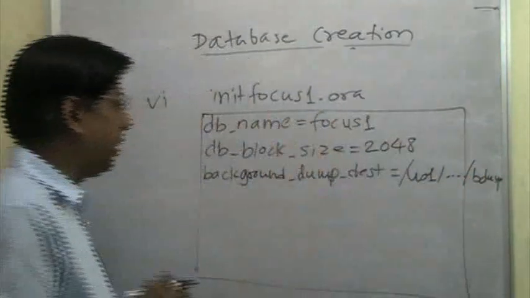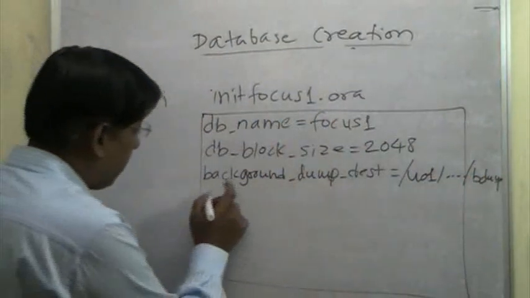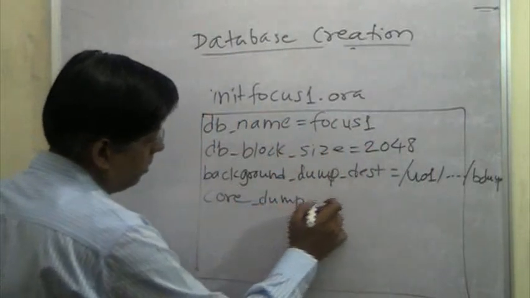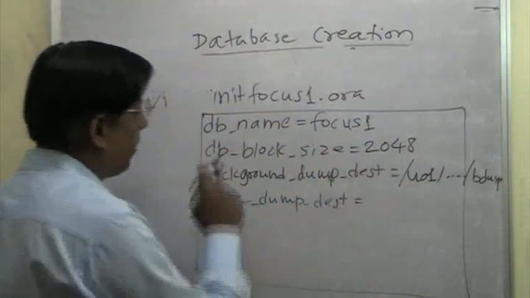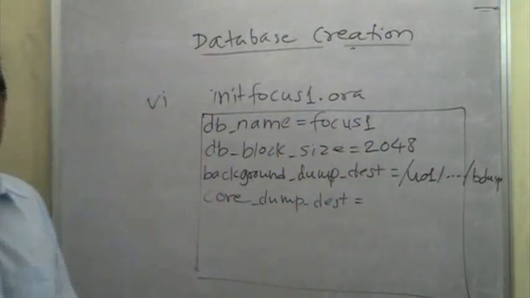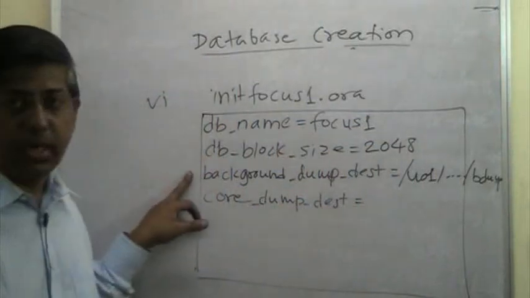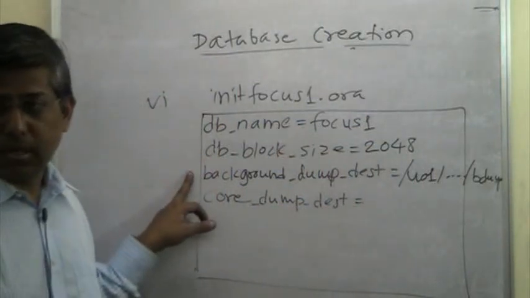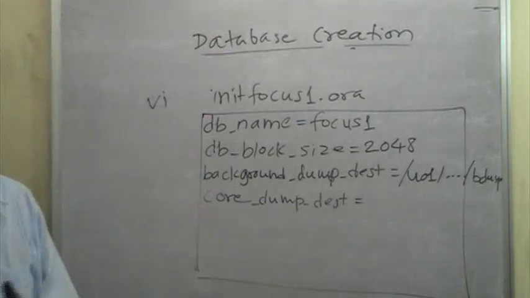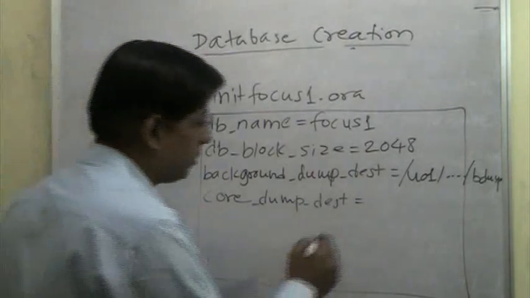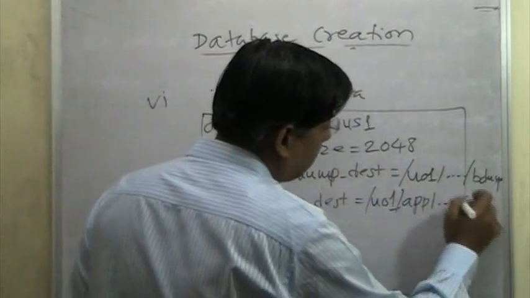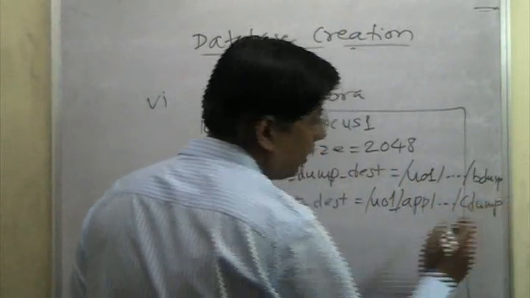Okay, that directory should be created before this. Then core dump destination, CORE. So we are telling Oracle that the name of my database is this. The database block size that we are going to create is going to be this. The background dump destination directory for the background files that you will be creating is going to be this. The core dump destination where you will be dumping the core files is going to be this. So again, u01 app, all that stuff, and cdump, the directory that we have created.